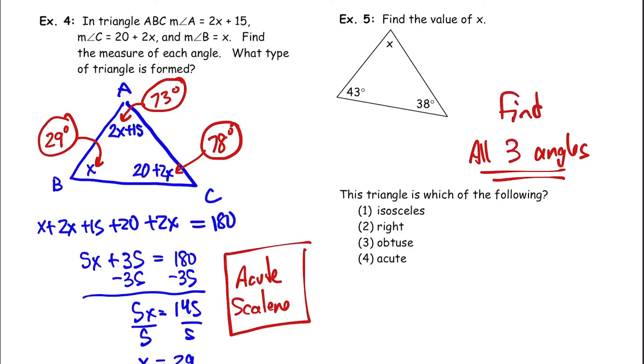All right, we got to find all 3 angles. So it's easy to do. To get this one here, we're just going to take 180 minus 43 minus 38. Okay, and that's 99. Now I can answer the question. 99 is obtuse. So let's see. Do I have obtuse? Yes, right there. This is an obtuse triangle. So the correct answer is 3, choice 3.